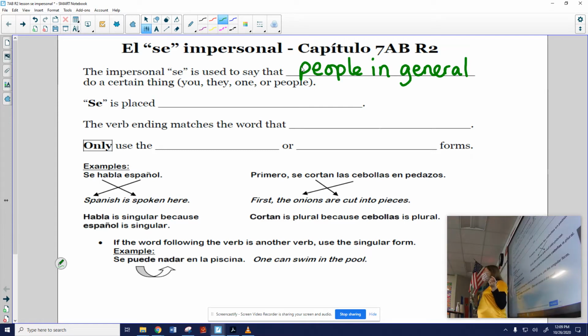In English class, your teacher might tell you that it's more polite sounding or better in writing to use the word one. First, one peels the plantains, and then one soaks the plantains in water. Are you with me? Have you heard that before? Maybe. Anyway, we place the word se before the conjugated verb.